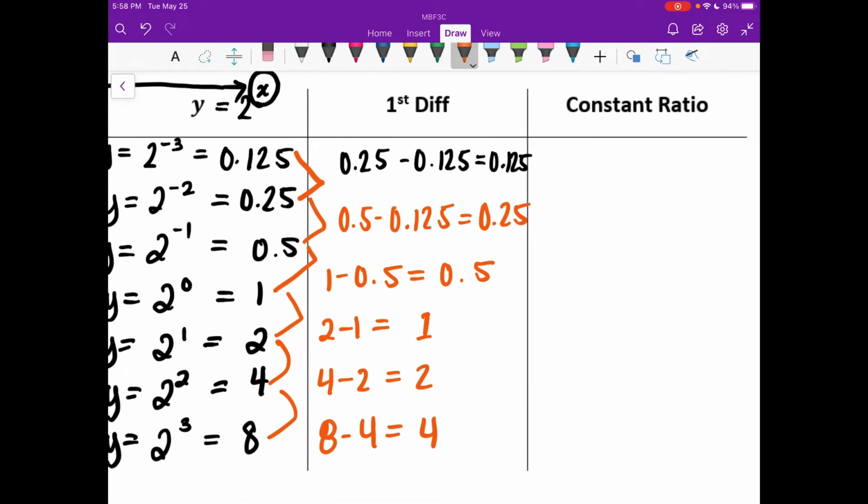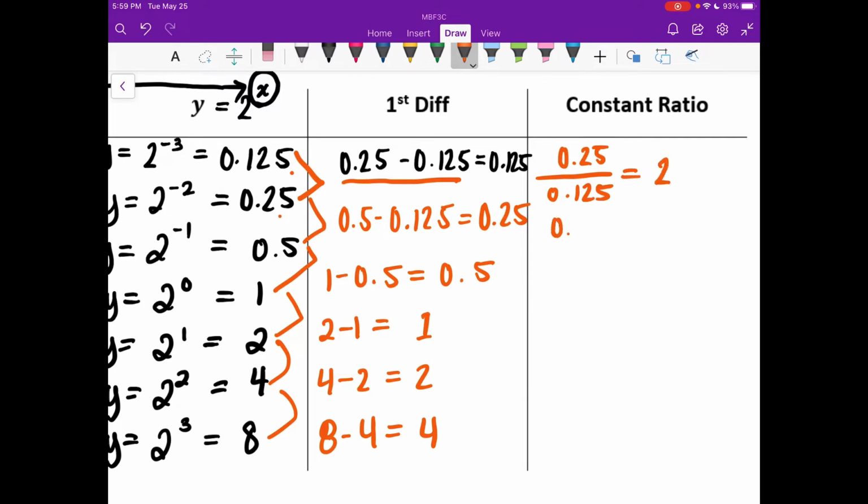I would go ahead and find the second differences, but right now you don't need to worry about that. Let's use our numbers from here and find the constant ratio. So instead of doing 0.25 minus 0.125, I'm actually going to do 0.25 divided by 0.125. I'm just taking 0.25 and 0.125 and dividing them. And that gives me 2.